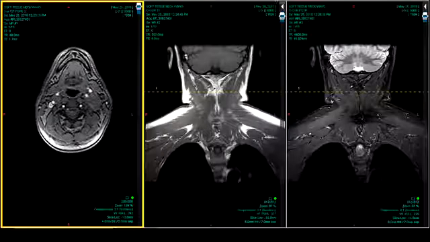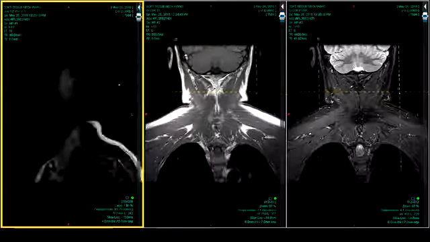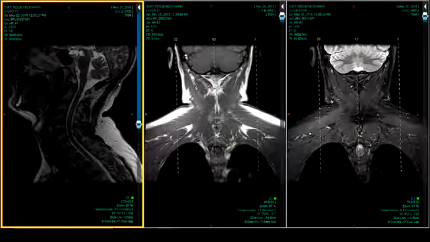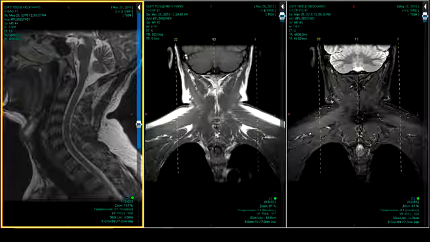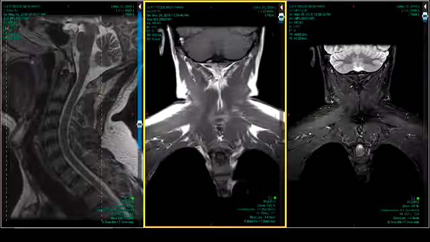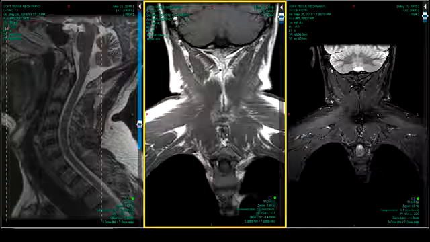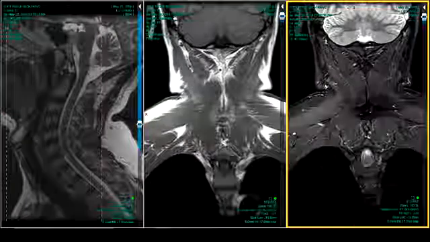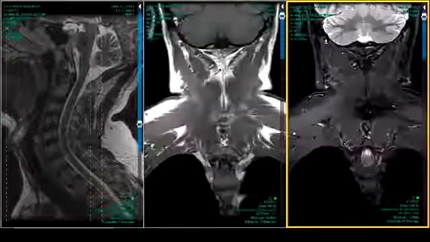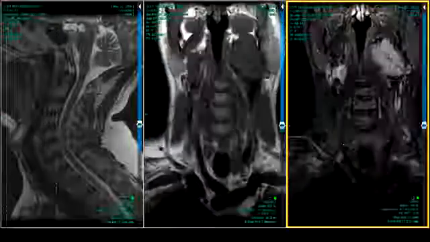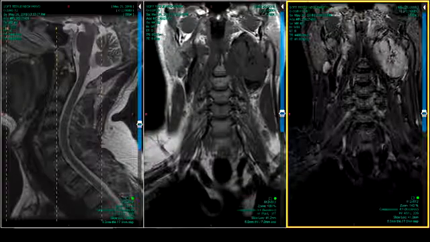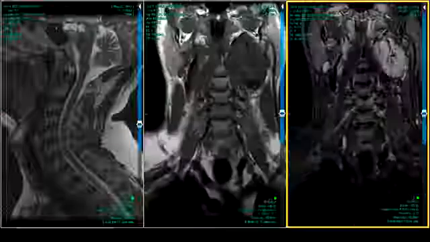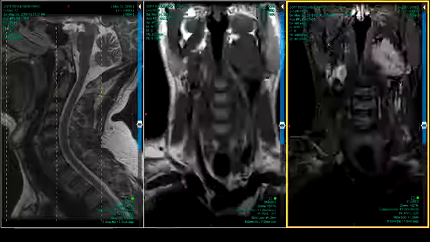I'm going to go with my usual 3 up and probably put up the first 3 images that I have. I've got a sagittal T2, a coronal T1 C minus, and a coronal proton density SPAIR or SPECIAL or STIR. This one, they often label them all STIR. This may be a STIR.